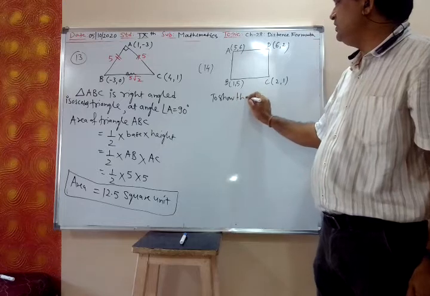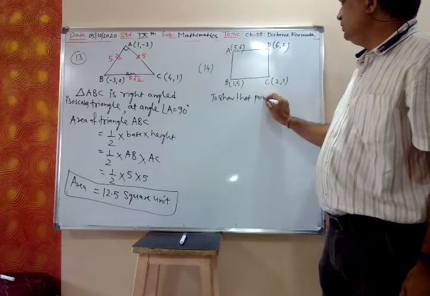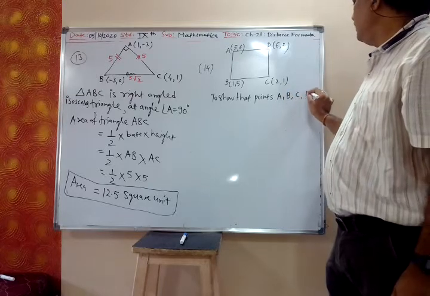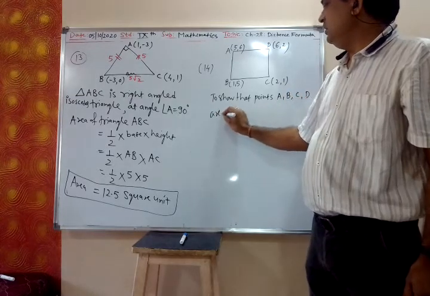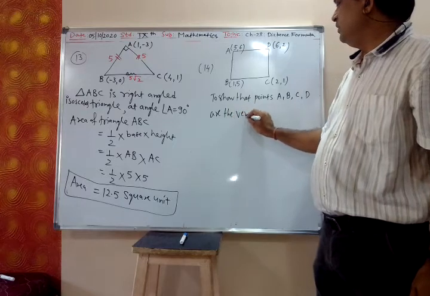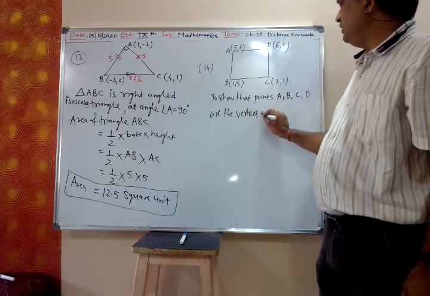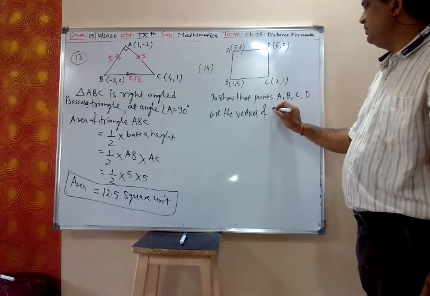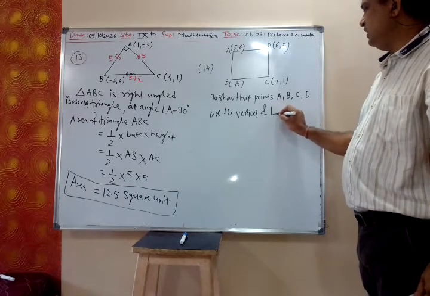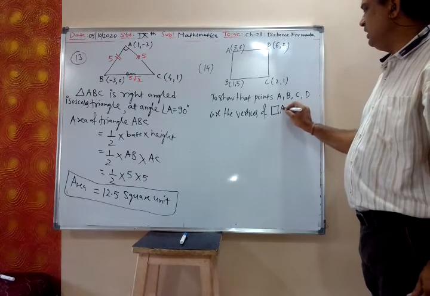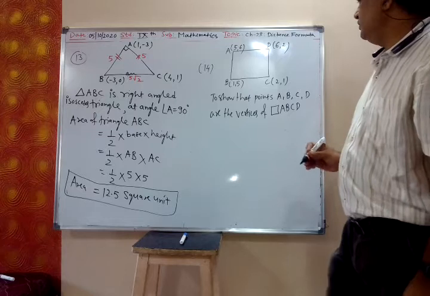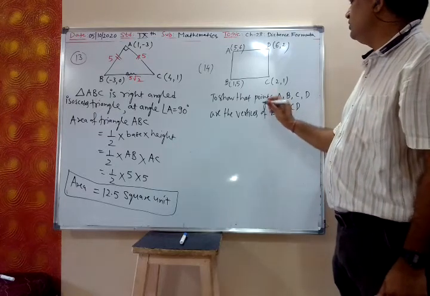To show that points ABCD are the vertices of rectangle, ABCD are the vertices of square ABCD.